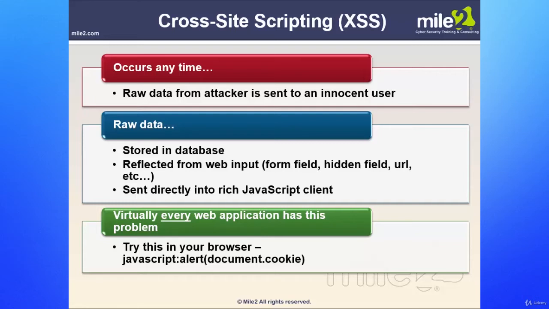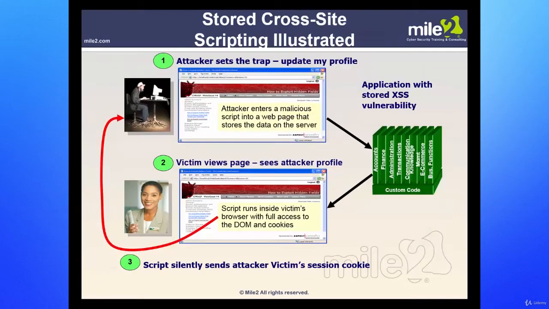Anyway, the other thing with cross-site scripting is that it occurs every time raw data from an attacker is sent to an innocent user. All right, so here we see the historic cross-site scripting illustrated. Again, as we mentioned, this is one of the more dangerous types.